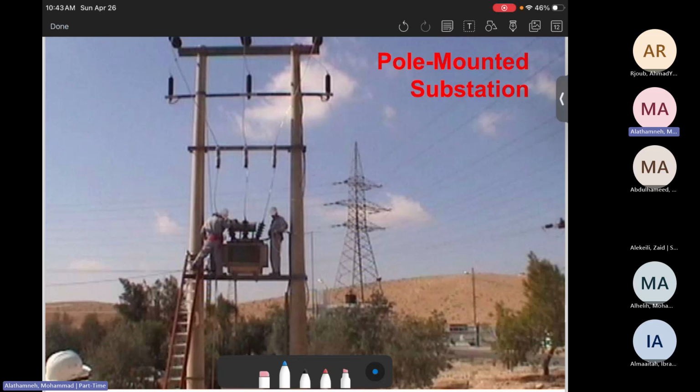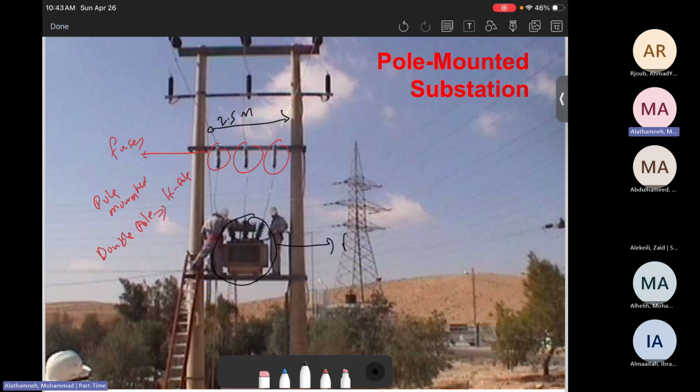This is pole mounted. The first thing that you can observe, there are fuses here. It is pole mounted using a double pole, or sometimes we can call it an H pole. And the distance from here to here is 2.5 meters. Then here is the distribution transformer.